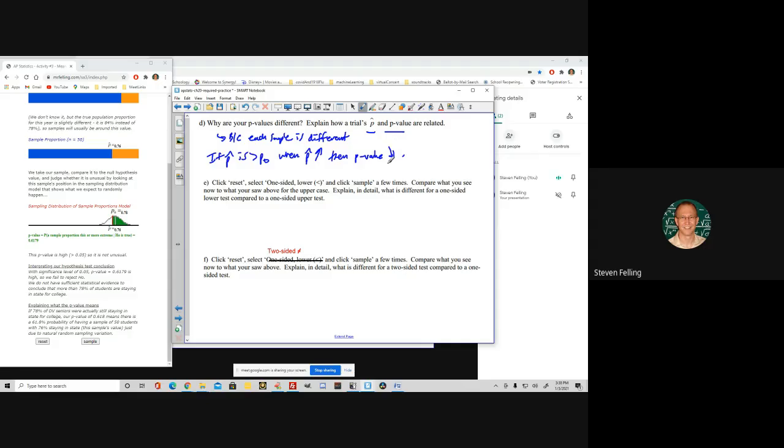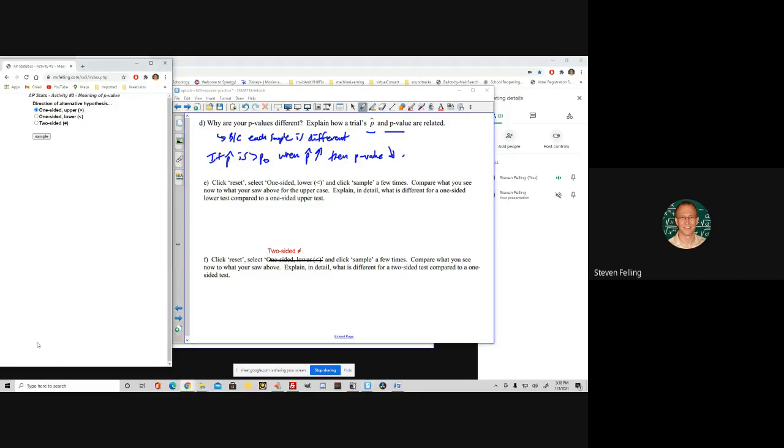Okay, now we're going to do something different. Okay, and this is something a little different. We're going to click reset, and then we're going to run this program again, but this time we're going to select one-sided lower, okay, and see how that changes the problem.